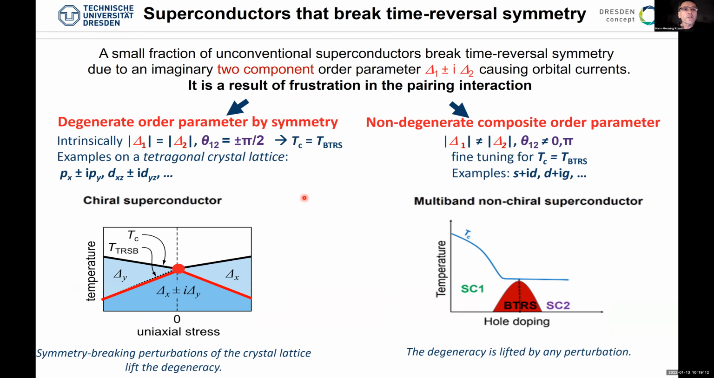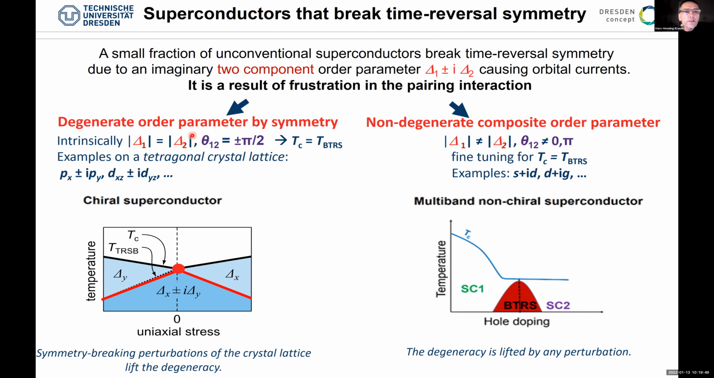Okay, so short introduction. A small fraction of unconventional superconductors break time reversal symmetry, and most of them do so due to an imaginary two-component order parameter. So we have two different order parameters, delta 1 and delta 2, and in this coherent complex combination, they cause orbital currents. And basically, this appears as a result of frustration in the pairing interaction. And then you can see what kind of order parameters are forming this coherent state.